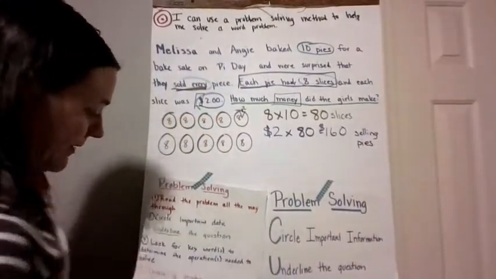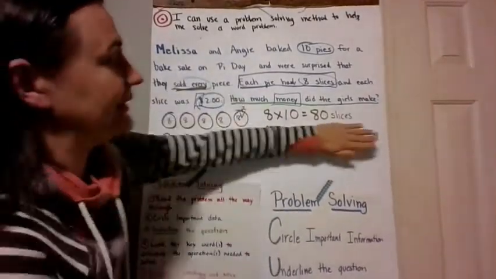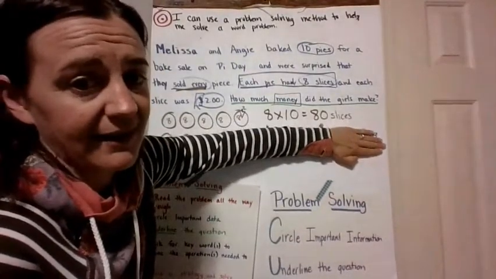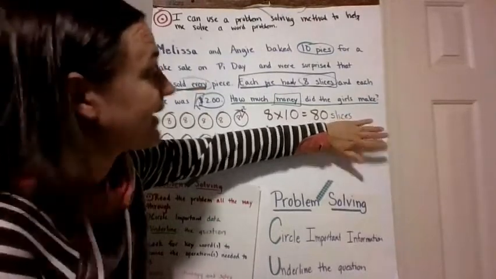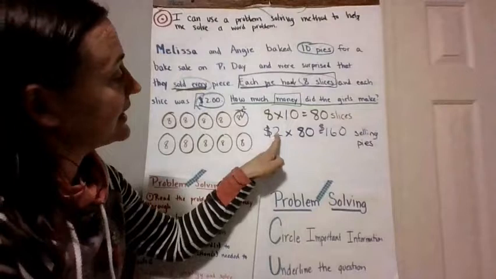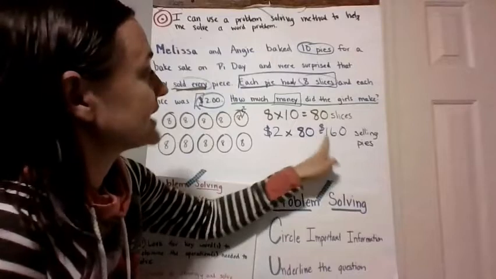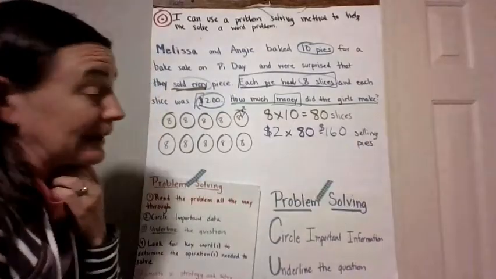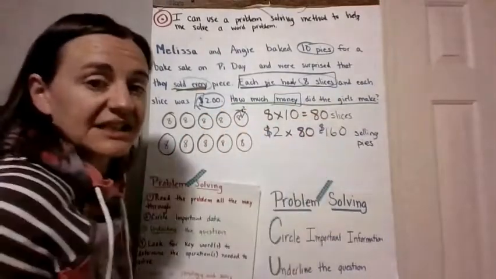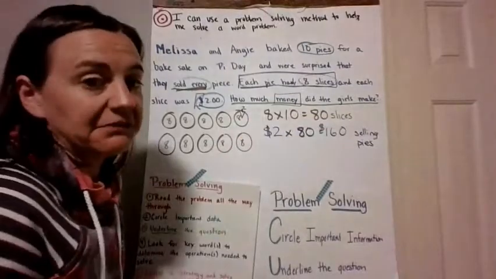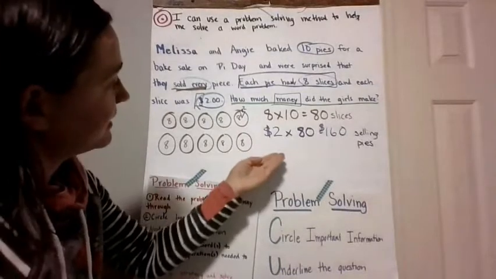So now I'm going to go and check to see if my answer makes sense again. When we stopped here, I checked to see, did it make sense to have an answer of just 80 slices? Well, that wasn't the question, so no, it didn't make sense. But now I see, okay, I did $2 times 80 because each slice was $2. That makes sense. And I got $160 for selling pie. And my question was, how much money did the girls make? $160. That's money. That makes sense. It makes sense with the work that I've done.